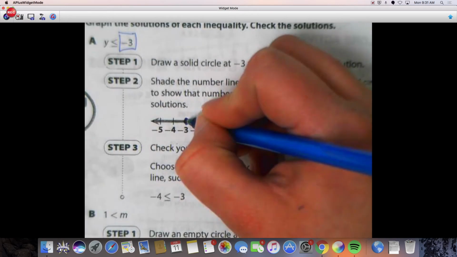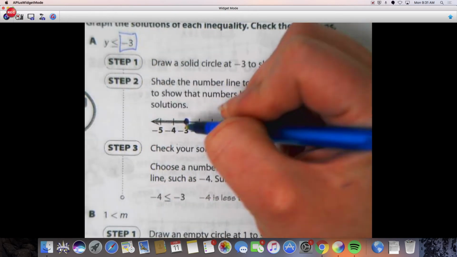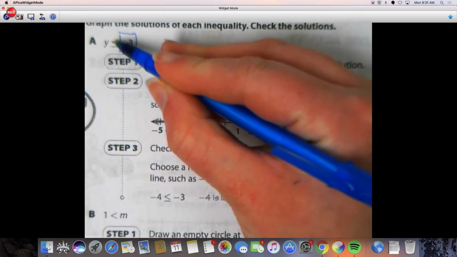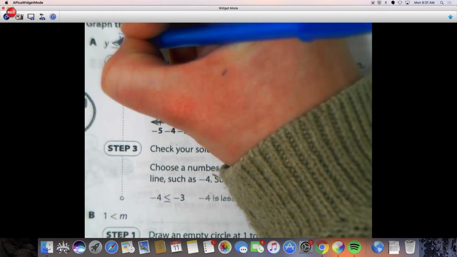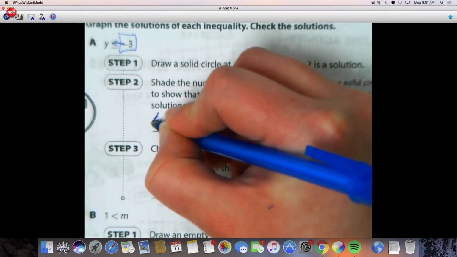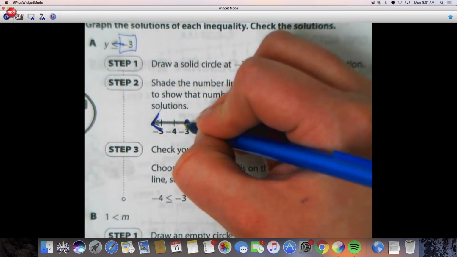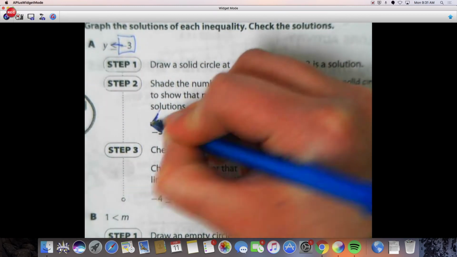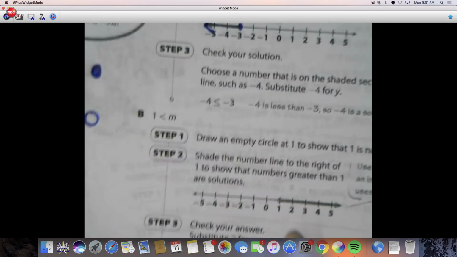Then, this is what I think is so easy about this. Your arrow goes in whatever direction it points. So look at this. If you were to think about that as an arrow, that's the direction you should be going. The sign should be the direction you're going. So if our sign points to the left, we're going to the left. Okay?